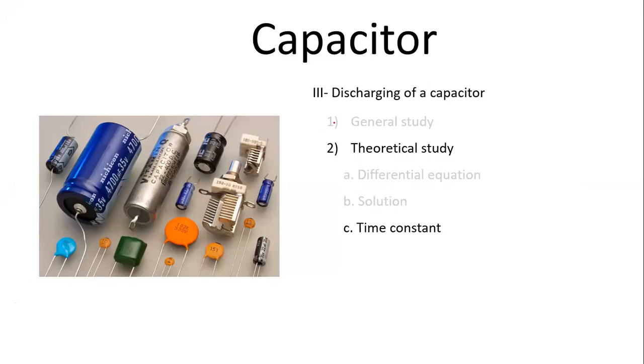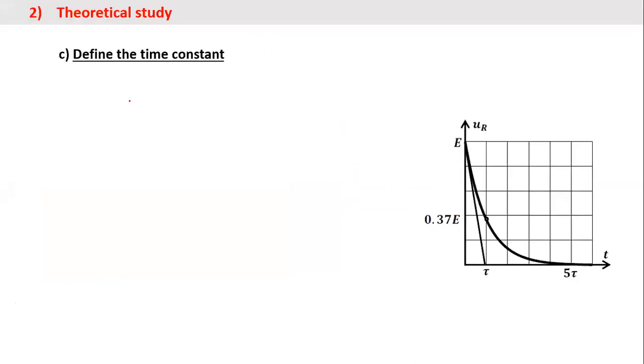Time constant in the case of the discharging process. So if we want to verify that tau equals RC: in the previous video, we said that using the differential equation, when uc equals A e to the power minus t over tau, we already verified that A is equal to E, the maximum, and that tau equals RC. So this was one way to verify that tau equals RC.